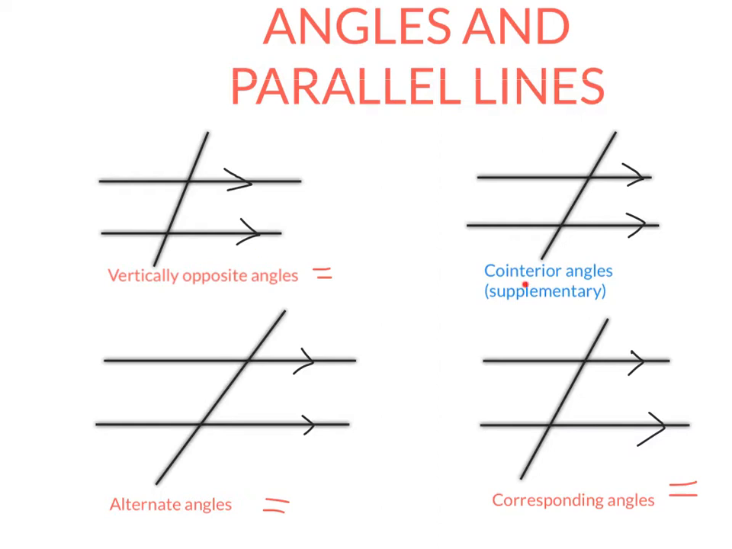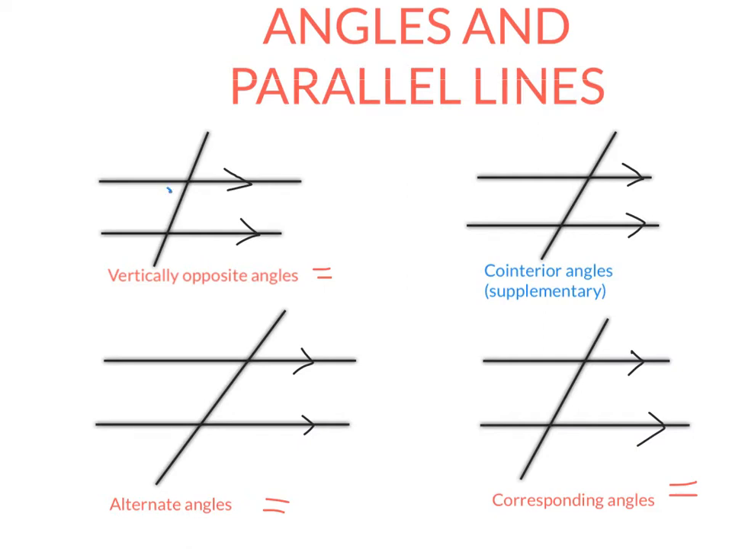We're going to go through 4 types of special angles when parallel lines are involved. So these arrows on lines imply that they are parallel, which of course means that even if these lines were to go on forever, they would never meet, going in the same direction. So we'll start by looking at vertically opposite angles.